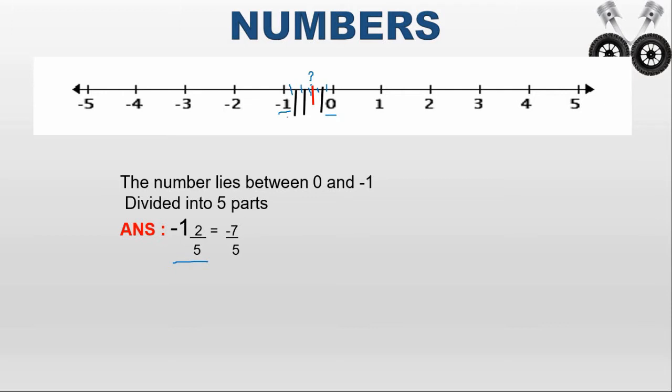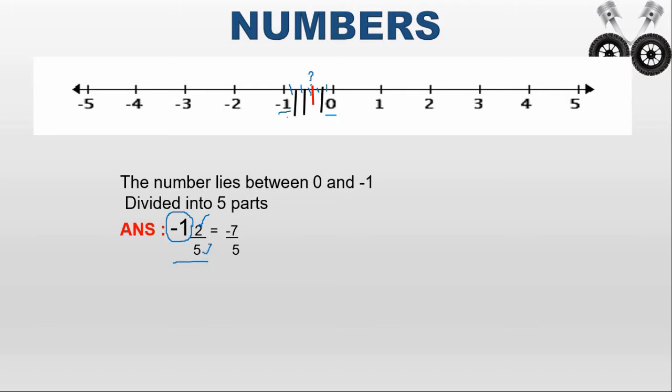So the -1 can be written as the whole part. Where does the question mark lie? It lies in the second part. So that can be written as the numerator. Then how many parts is it divided into? It is divided into 5 equal parts. That can be written as the denominator.